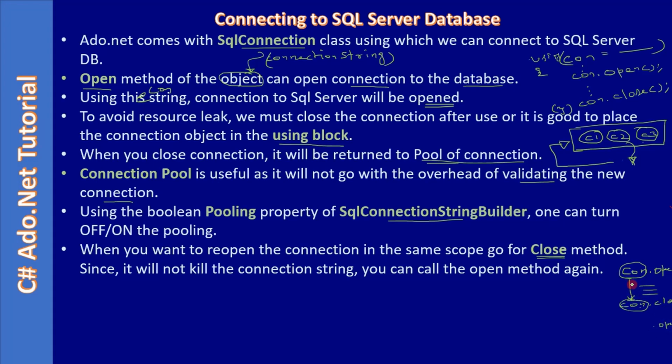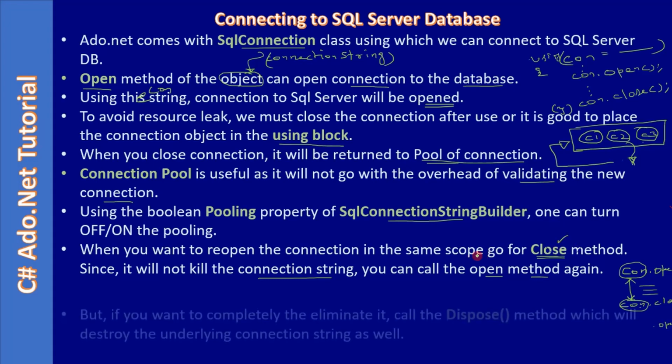Since the close method will not destroy the connection string, you can close and open multiple times. Make sure the connection is in a closed state, then open it again. All of this you can do when the connection object is available. Here we are talking about the close method. Since it will not kill the connection string, you can call the open method again on the connection object. That's the use of the close method.